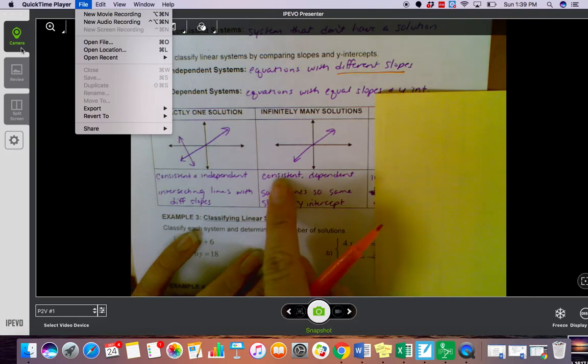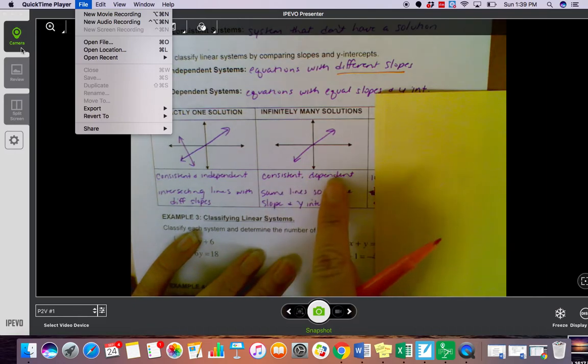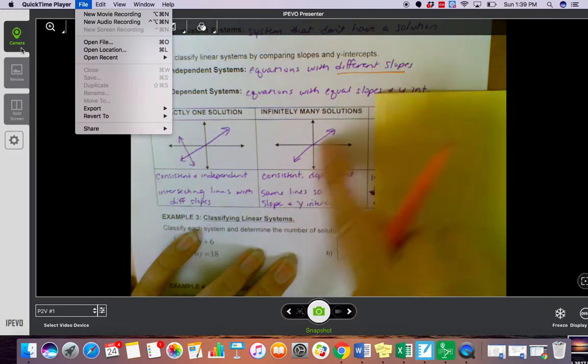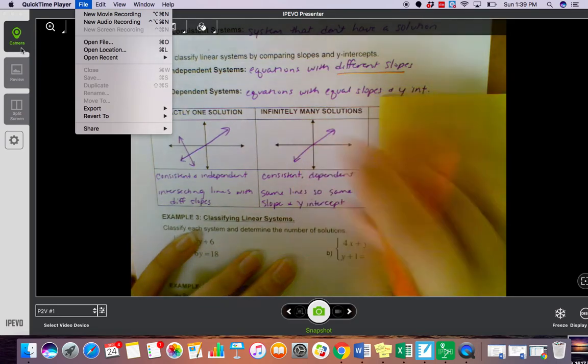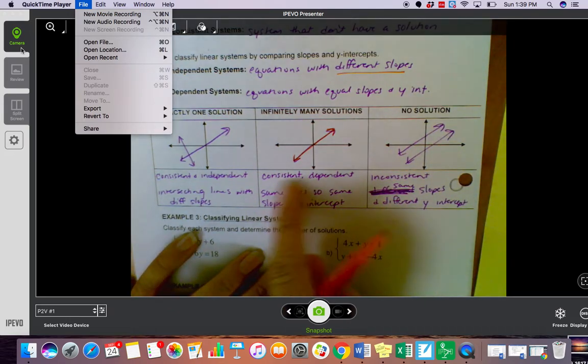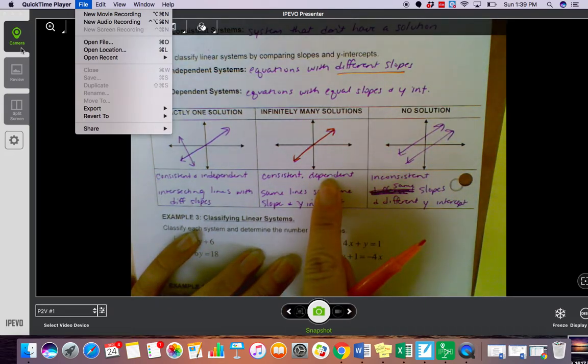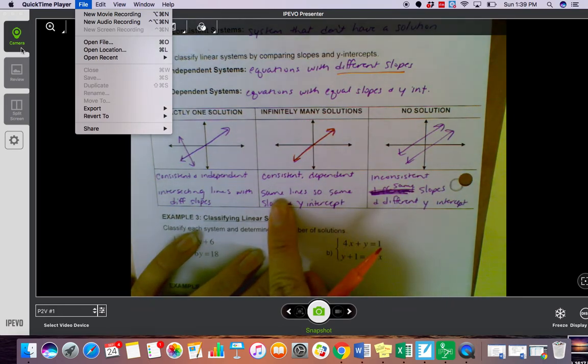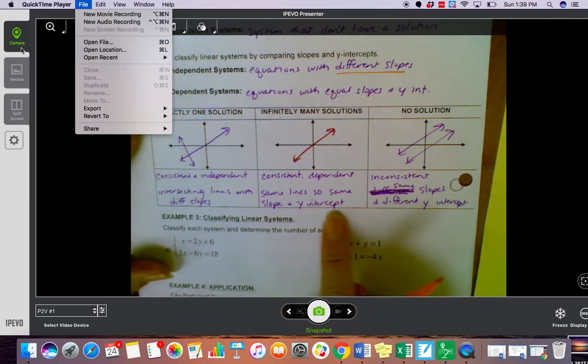Infinitely many, it's consistent, and it's dependent. Consistent because it's the same line on top of each other. Can't see that right there. The two lines are on top of each other. And it's dependent because the equations have equal slopes and y-intercepts. Same line, so same slope and y-intercept.